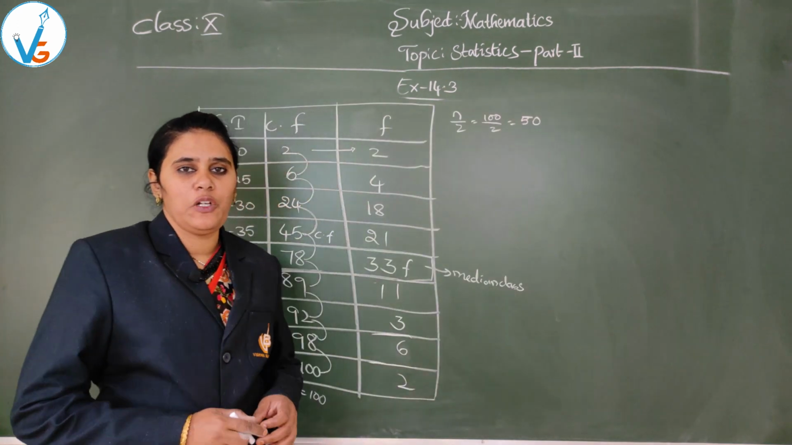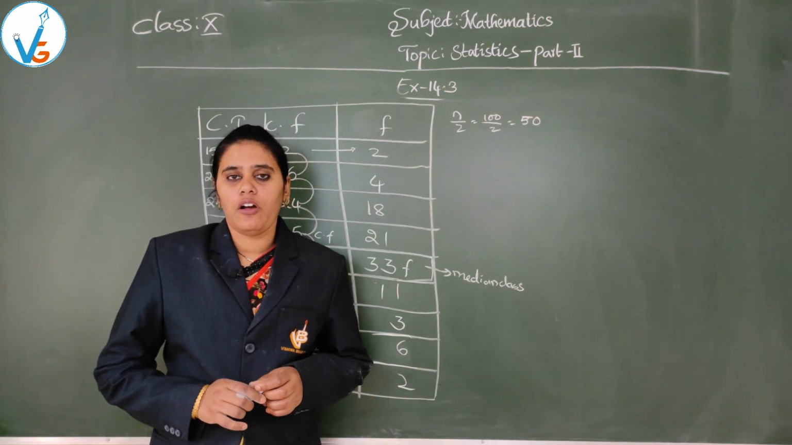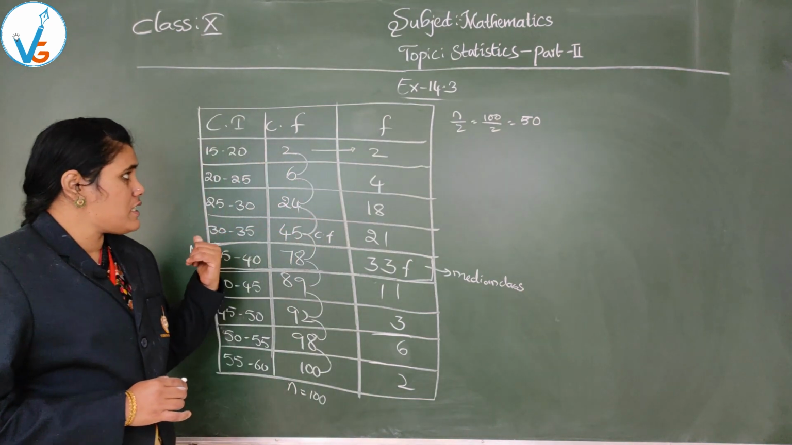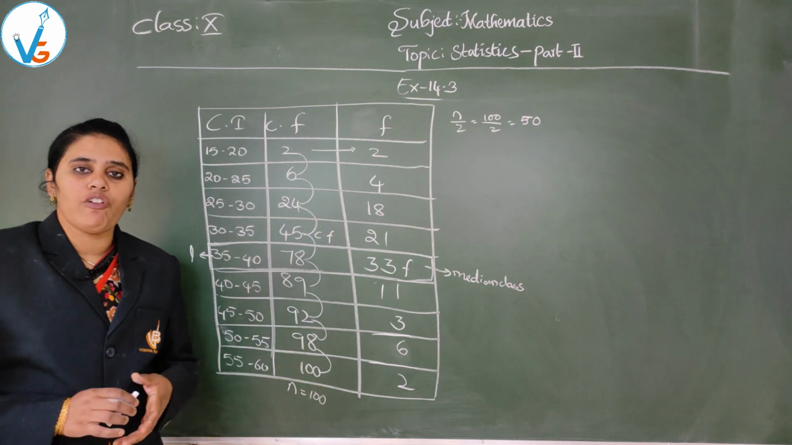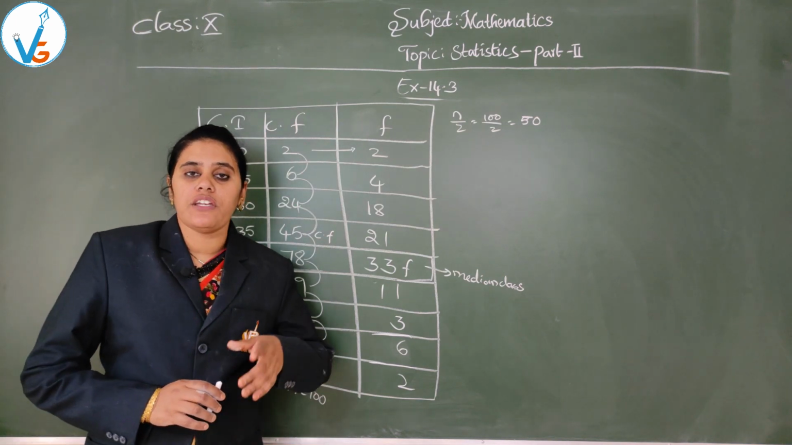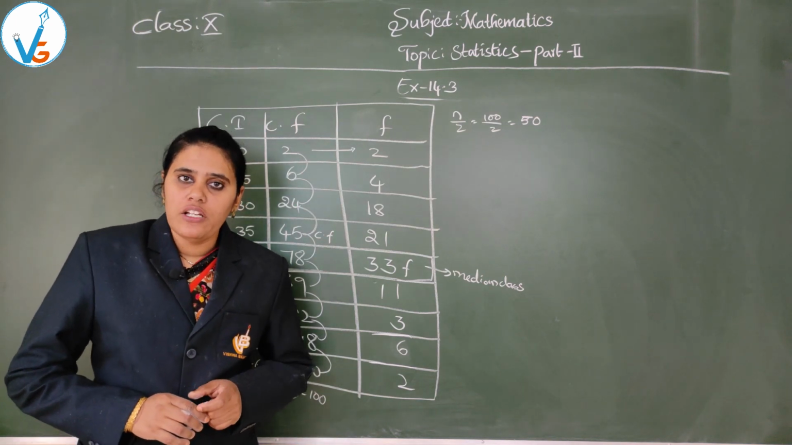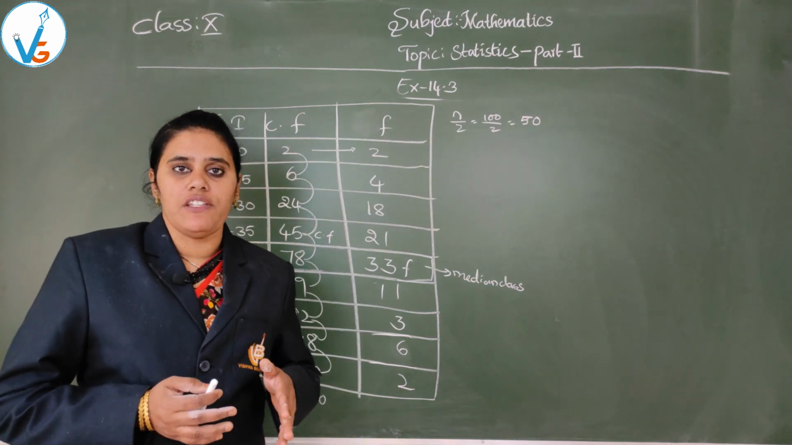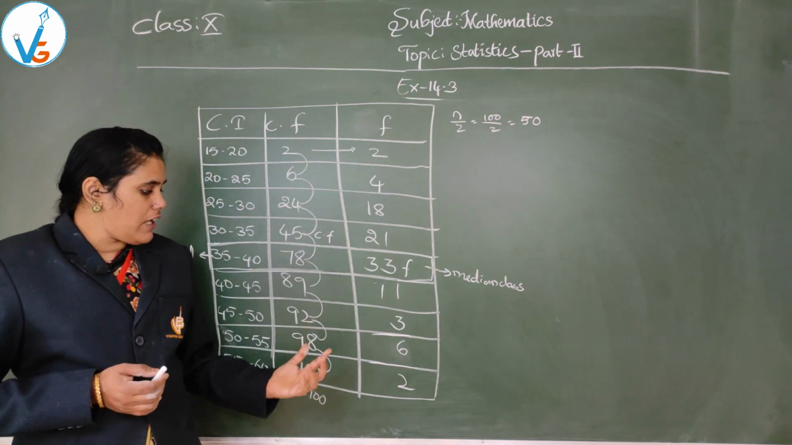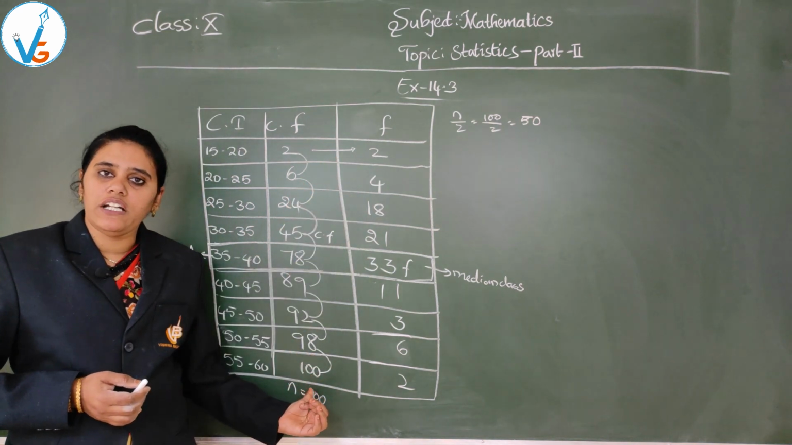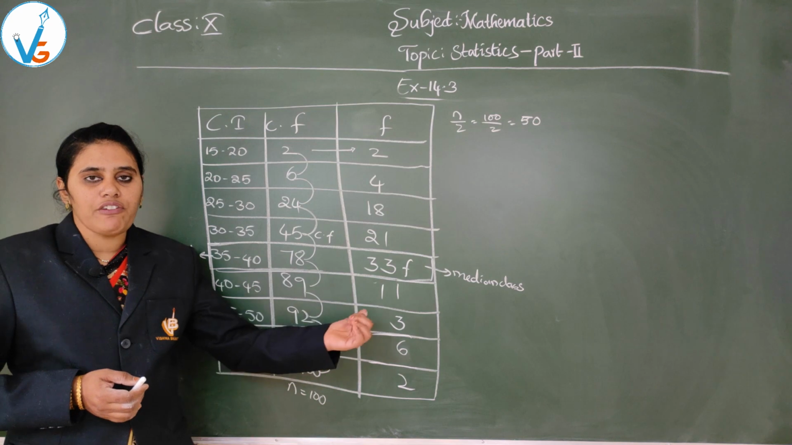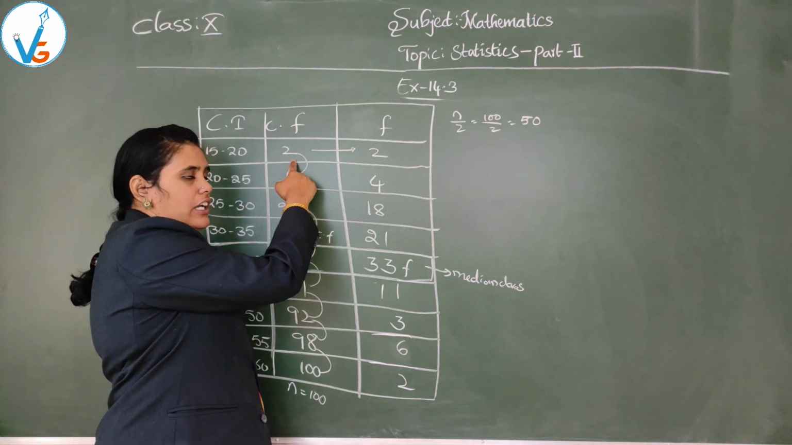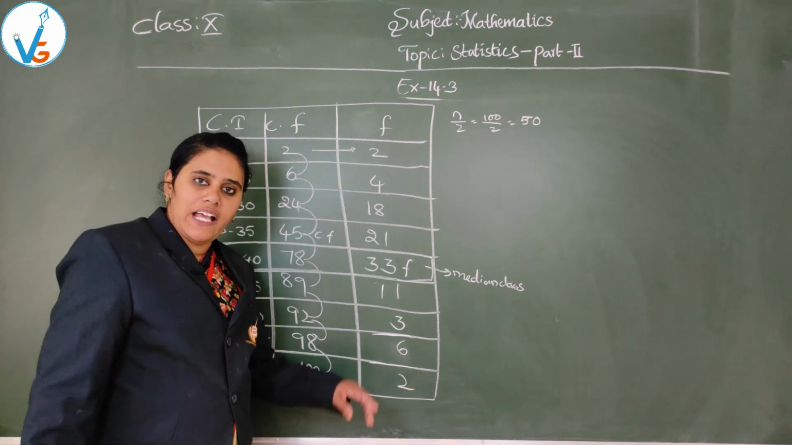Now, we'll enter into the third problem of exercise 14.3. Here it is given the class intervals and the frequency. And the frequency, whatever is given in your textbook, it is given in the increasing order. So whatever is given in the increasing order, it is called as the cumulative frequency. So the frequency is given as a cumulative frequency in the textbook. So what we have to do, we have to find out our frequency. How to find out our frequency? Here it is 2. So write the first one as 2.